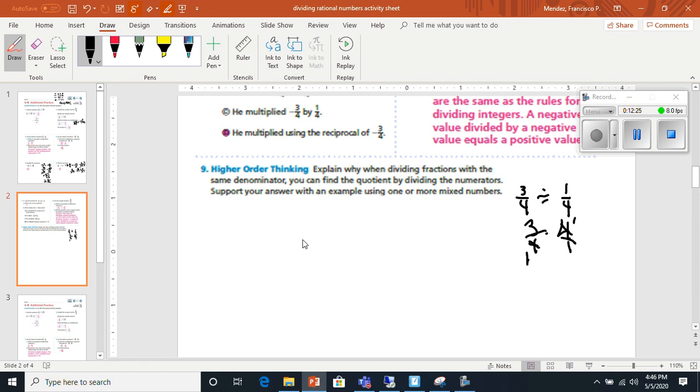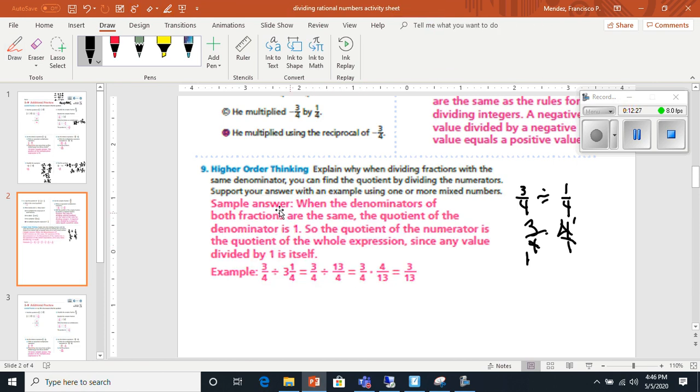Let's see what they got for an answer on that one. When the denominators of both fractions are the same, the quotient of the denominators is 1. That's right. When they're both the same, the quotient will be 1. So the quotient of the numerators is the quotient of the new expression, since any value divided by 1 is itself. Here's an example. Look, they get 3/4 divided by 3 1/4. When they turned it into an improper fraction, 3 times 4 is 12, plus 1, that's 13/4. Then they turned that upside down using keep, change, flip. So you had 3/4 times 4/13. And now you're getting rid of those 4s, just like I did over here. That's going to give you 3/13.